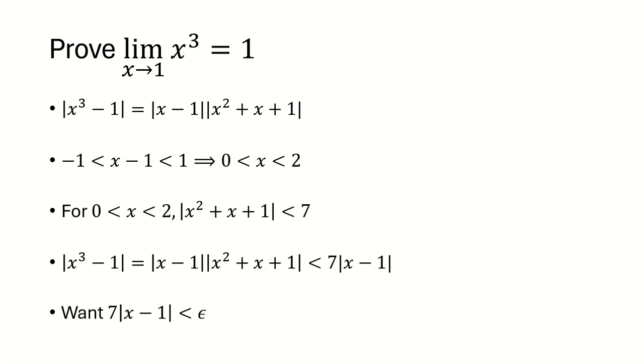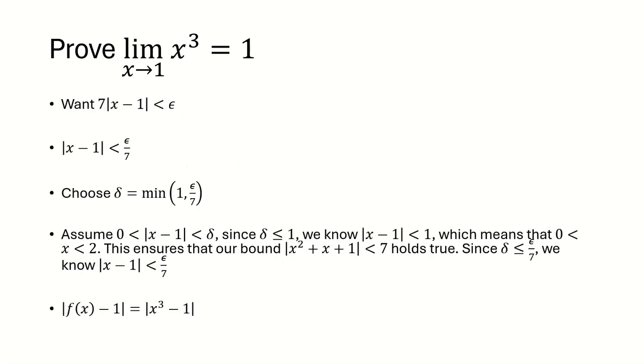So then we can rewrite this. The absolute value of x minus 1 times the absolute value of x squared plus x plus 1 is less than 7 times the absolute value of x minus 1. So we want that to be less than epsilon. In other words, the absolute value of x minus 1 must be less than epsilon over 7. So because we assumed delta was less than or equal to 1, we're going to choose delta to be the minimum of 1 and epsilon over 7.